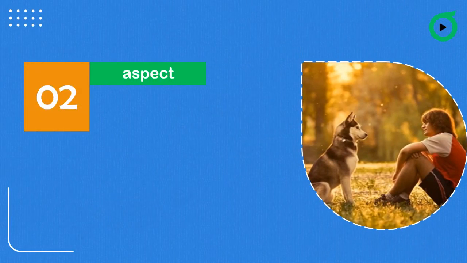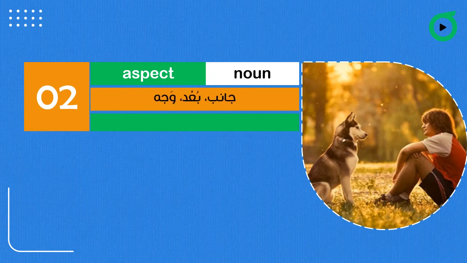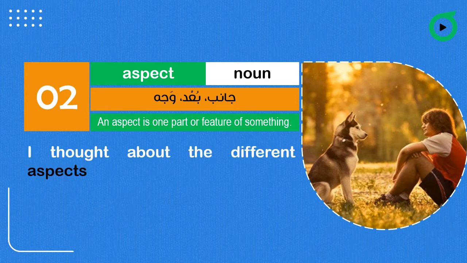Aspect. An aspect is one part or feature of something. I thought about the different aspects of owning two dogs.